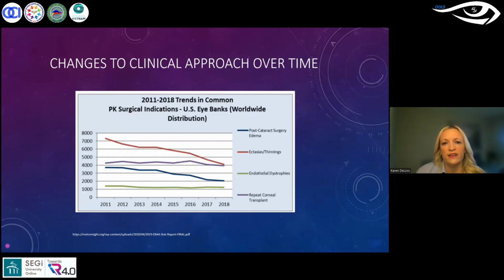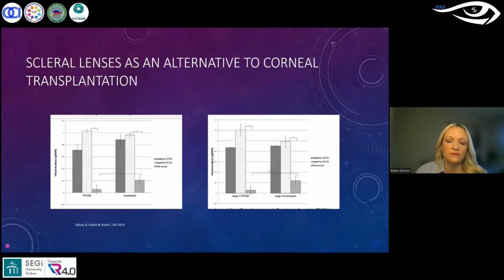One thing, again, is that our role in fitting contact lenses has been a game changer in this patient population over time. You can see that the trend is that we're having fewer PKPs and corneal transplants for ectasia. You can see that's the red line there. This is one of the papers that myself and Dr. Hood published in the American Journal of Ophthalmology. The key consideration here is that with scleral lenses, you were able to reduce the rate of corneal transplant.